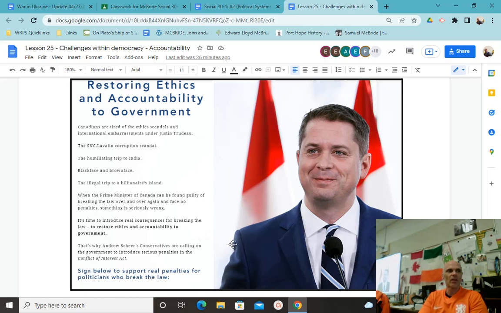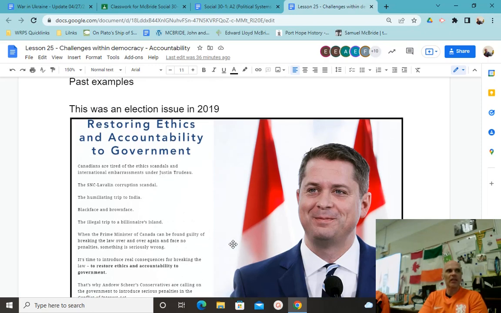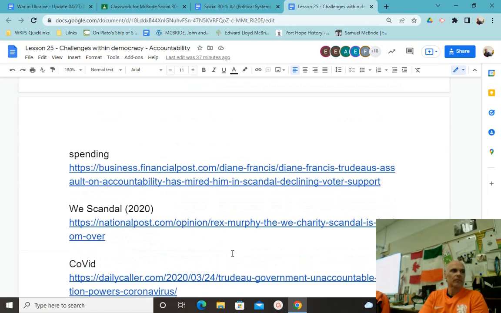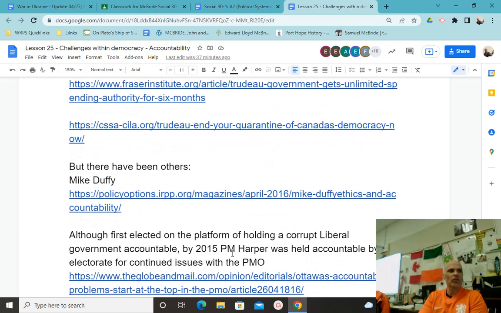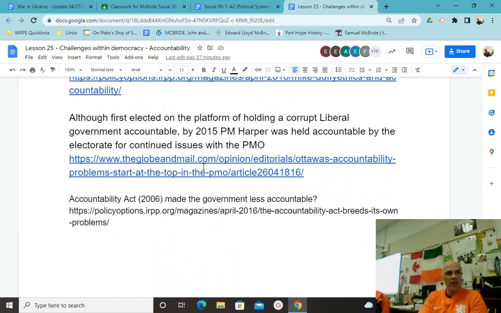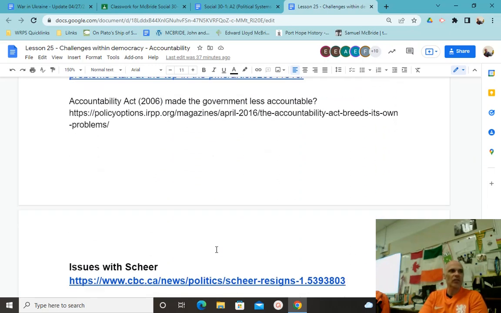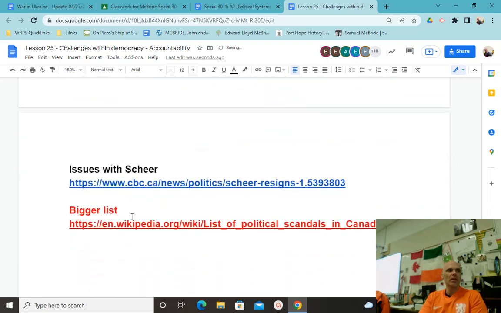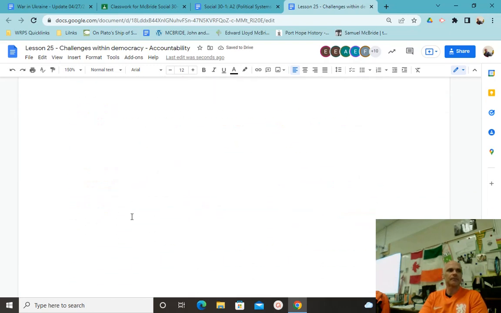Here's some concerns or some solutions presented by the Conservatives, but not enough people believed in it to change the government. And then there's a whole list of scandals in our history, and even the Conservatives have been guilty of some scandals. So maybe we need more accountability acts, and we need more ombudsmen and watchdogs and stuff like that.